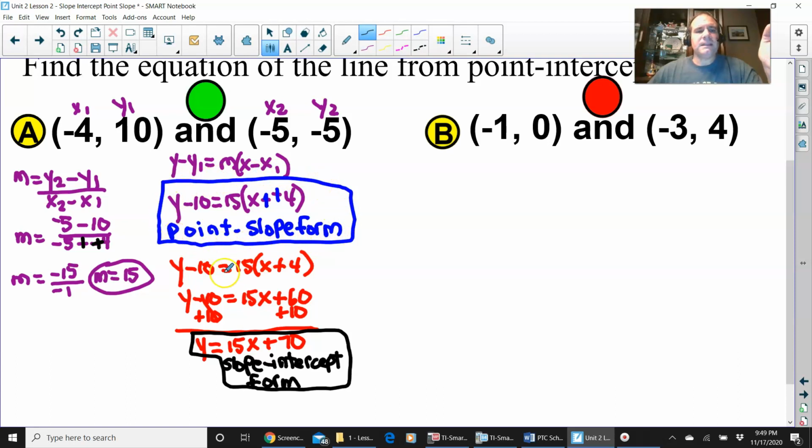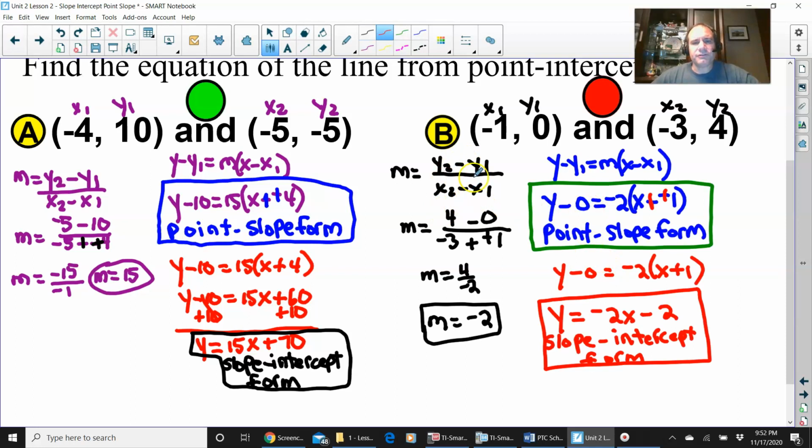Point slope. Then I am going to solve point slope form. Remember, y minus 10 equals 15 times x plus 4. You distribute the 15, and you go ahead and you add 10 on both sides. You get y equals 15x plus 70. That is slope-intercept form. So we went one step further. We're going to do the same thing for b. Try it. Press pause now. All right, so I figured out the slope.